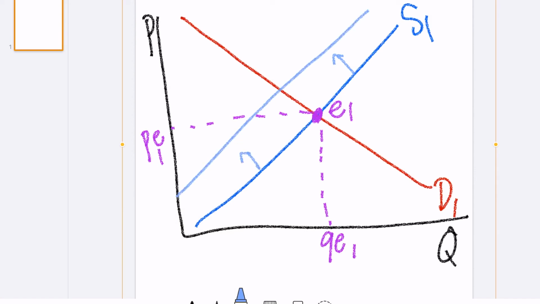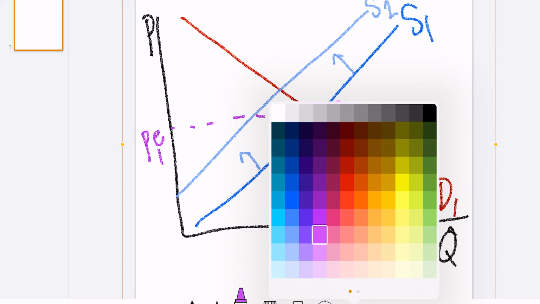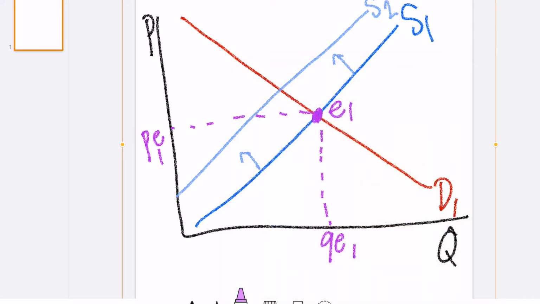I'm going to draw my new line and label it S2. Then I'm going to change my color and label my new equilibrium points. So where D1 and S2 meet, I'm going to label it E2. I'm going to bring it down to the quantity axis and call it quantity equilibrium 2. Bring it over to the price axis and call it price equilibrium 2.